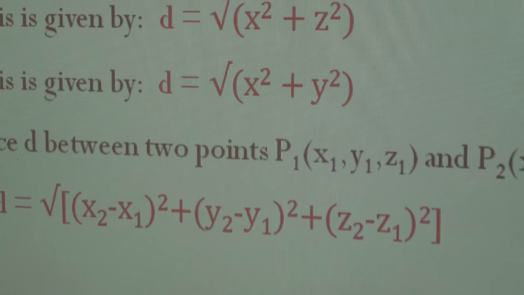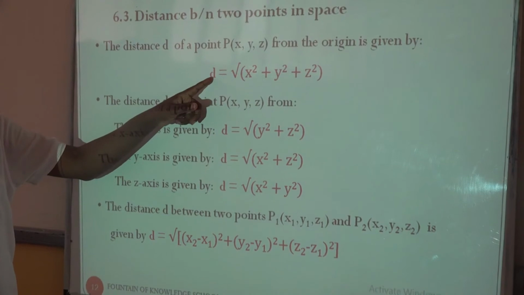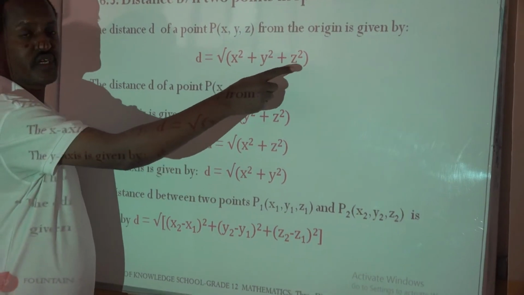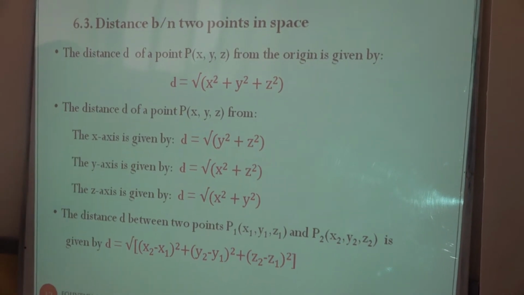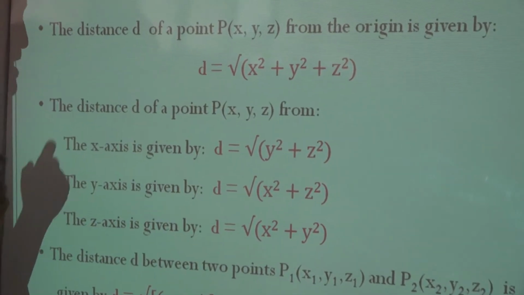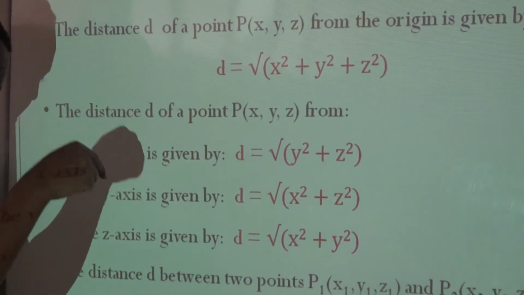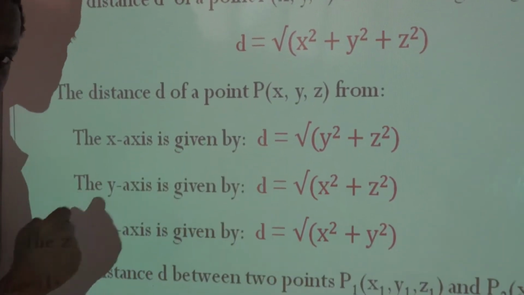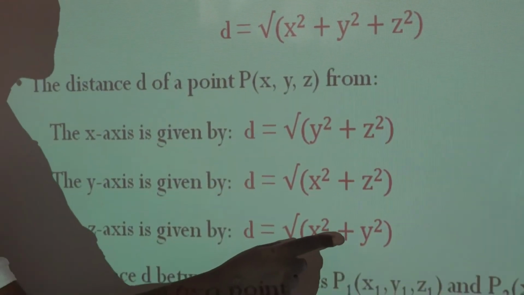Particularly if one of my points is the origin, the distance of any point P from the origin will be given by the formula D equals the square root of x square plus y square plus z square. And when we come to the distance of a point from the axis, the point P with coordinates x, y, z is at a distance of the square root of y square plus z square from the x-axis, its distance from the y-axis is the square root of x square plus z square, and its distance from the z-axis is the square root of x square plus y square.